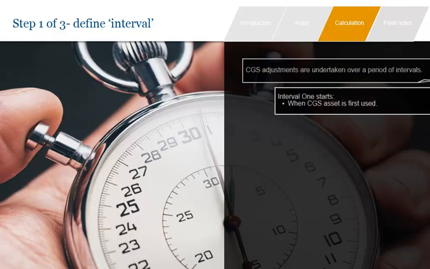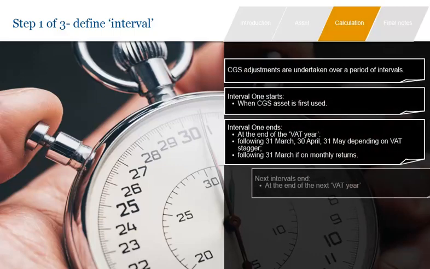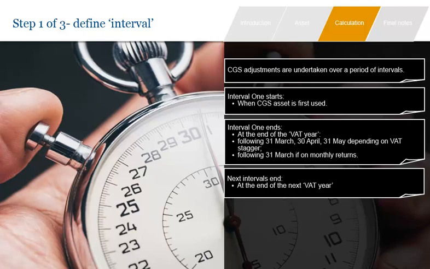Having identified assets subject to the scheme, we need to understand how the calculations are done. There are three main steps. Step 1 is to define the CGS interval. Although most people talk about the scheme in terms of years, intervals are not necessarily 12 months long. Interval 1 of the scheme starts when the asset is first used and ends at the end of the VAT year, i.e. the following 31st of March, 30th of April or 31st of May, depending on VAT stagger, or 31st of March if the business is on monthly returns. Succeeding intervals, in normal circumstances, end at the end of the following VAT year.